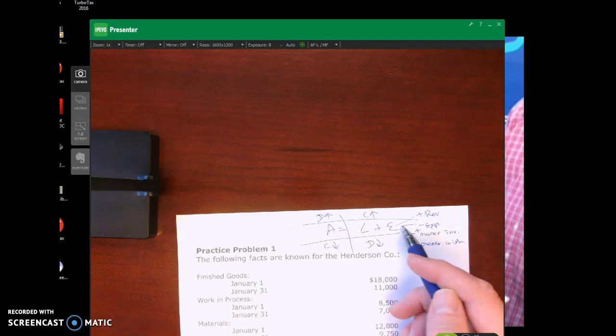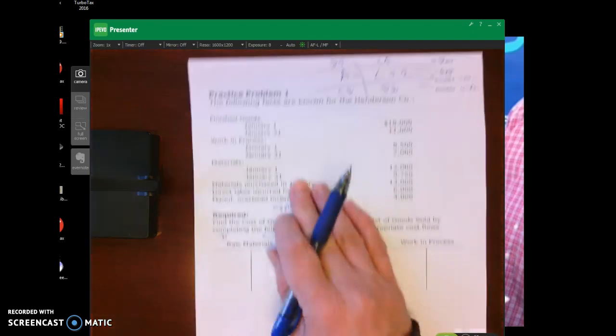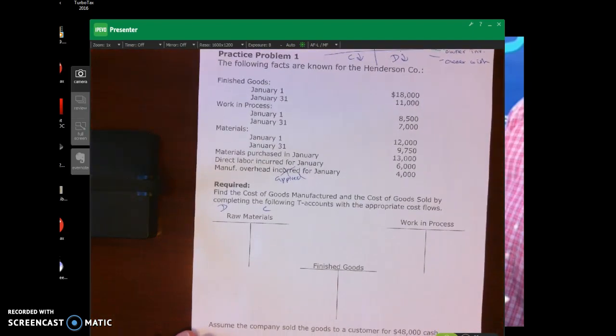Okay? Because it increases or decreases equity. Okay? So now that was a quick review. So now let's go ahead and look at completing our key accounts right over here.